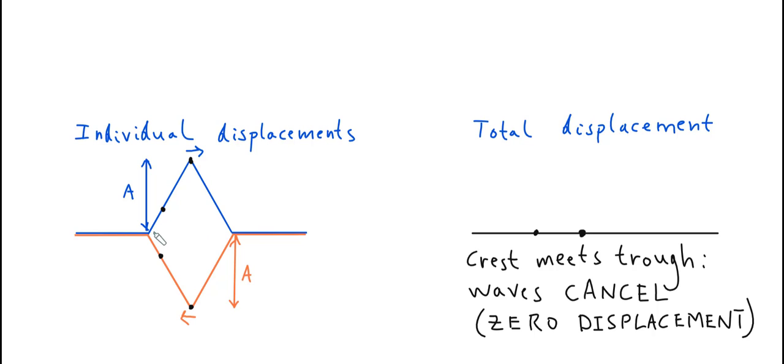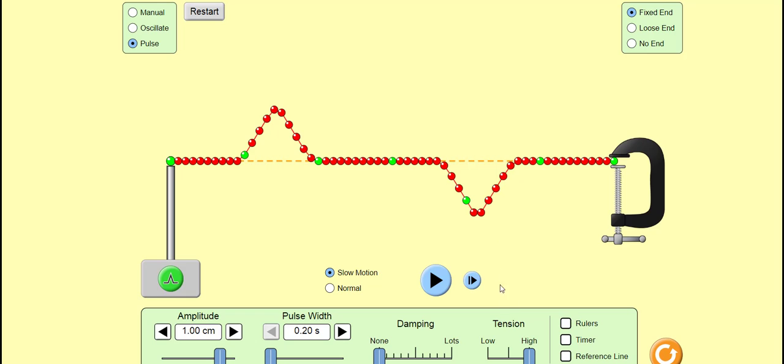So for example, if we had a crest here with a smaller maximum displacement, say it looked like this, then there would be sort of partial cancellation but not complete cancellation. So we wouldn't see 0 displacement. In fact, far from it. So let's just check the simulation to see that what we've just figured out does indeed happen in real life.